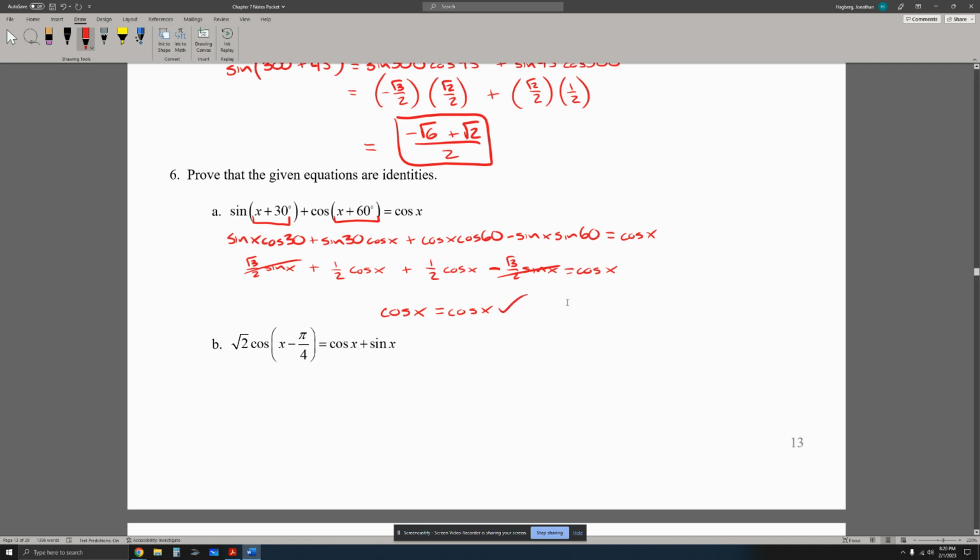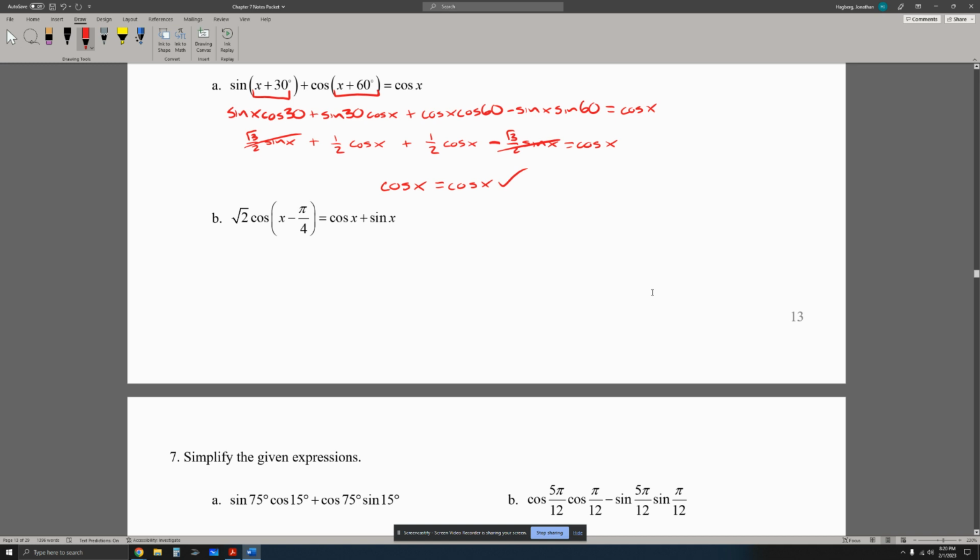Okay, letter B. Here we have the square root of 2 times the cosine of x minus pi fourths. Now be careful with this. This coefficient here is multiplying the whole sum formula. Difference formula. So we have the square root of 2 times the cosine of x, cosine of pi fourths, and then plus sine of x, sine of pi fourths.